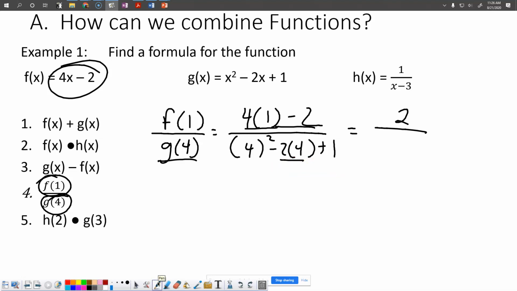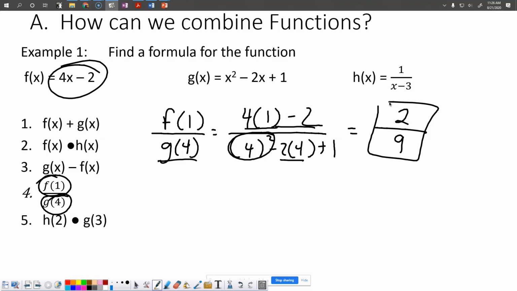Remember, when you're simplifying expressions, you do order of operations first, right? You do exponents first, then multiplication, and then you do your adding and subtracting from left to right. But anyway, there it is. So 2/9 is the answer. Let's take a look at number 5.